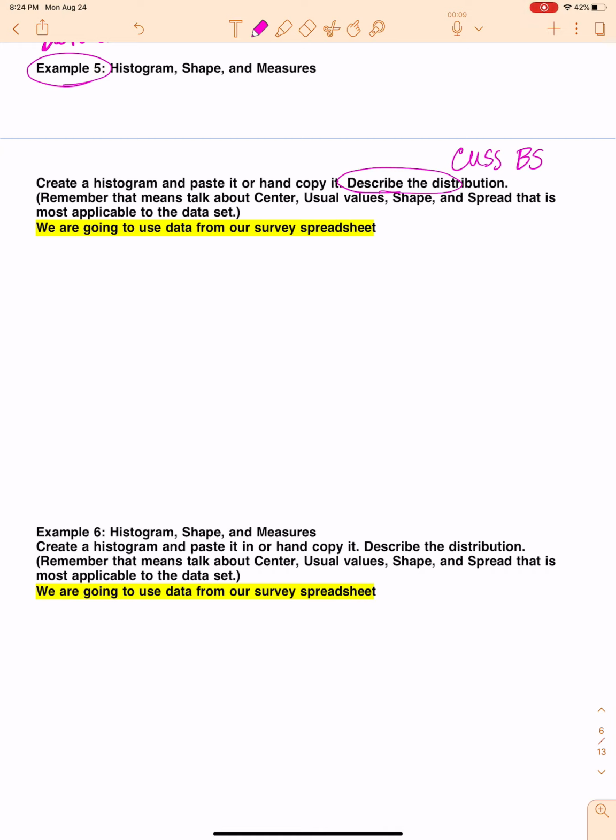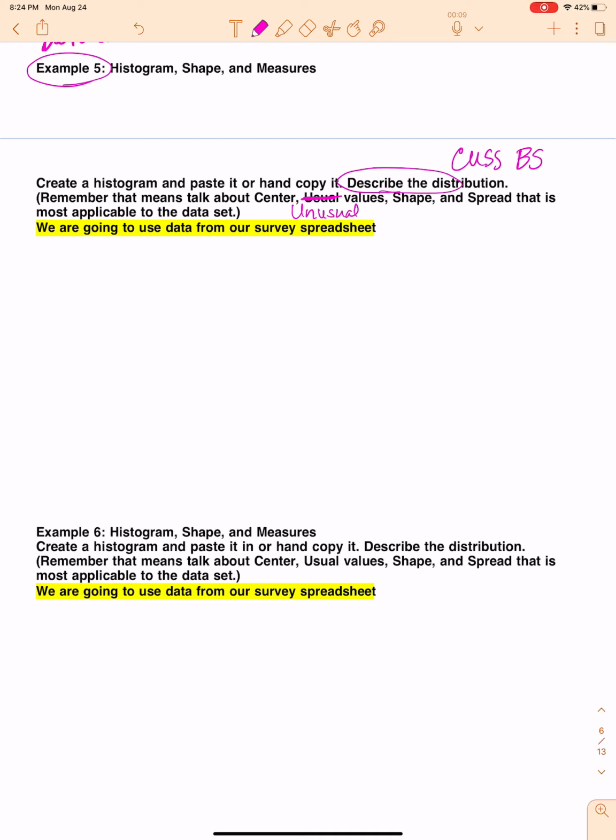Okay, so remember that means we're going to talk about center, unusual value, shape, and spread, and that is most applicable to the data set. This should be unusual. I hate it when I don't catch typos. So you're going to see what I'm talking about.